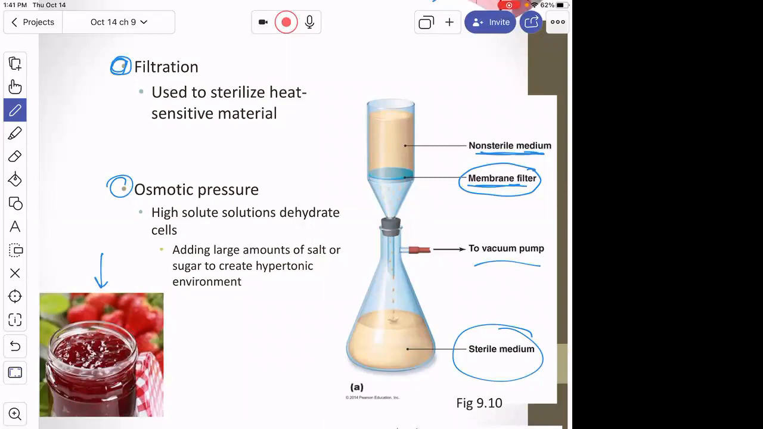Fungus can survive hypertonic mediums a little bit better than bacteria. So it's usually the molds that grow on your food eventually before something like salmonella would.